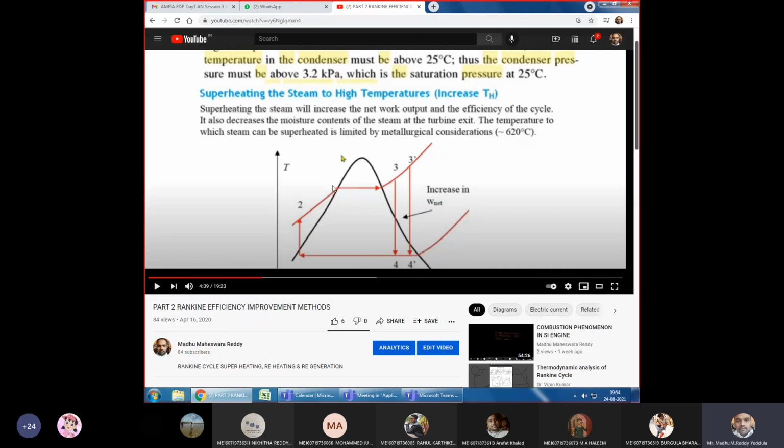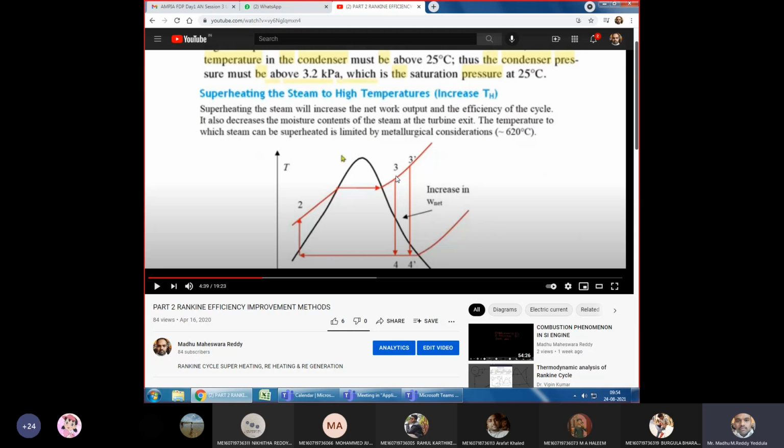On this line, wherever you select a point, the pressure remains constant. Here we are superheating the steam by maintaining the pressure constant. If you see, this is the saturated vapor line. If you move away from the vapor line, that will be superheated steam, right? That means the temperature keeps on increasing.